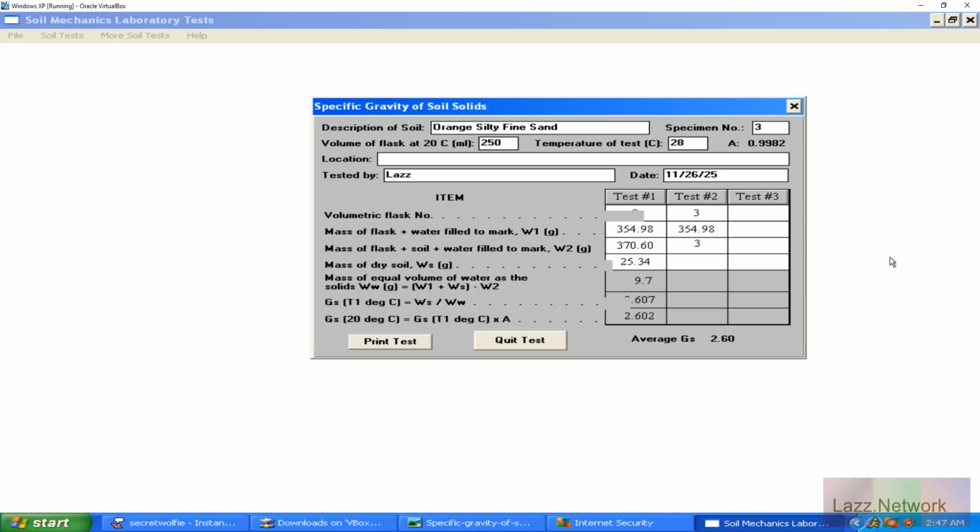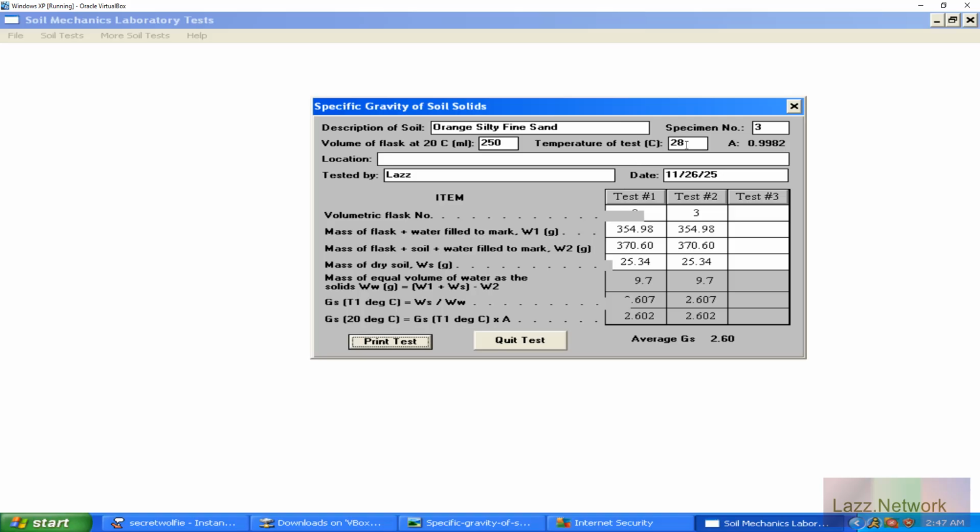Whoops, not 3.70. Yeah, I'm just entering in the same thing again. See what is going on. Oh, because I said 2334. It should be 25.34. Okay, yeah, there we go. Yeah, I'm not surprised. I don't think the print test thing is going to work because it's actually trying to look for a printer.